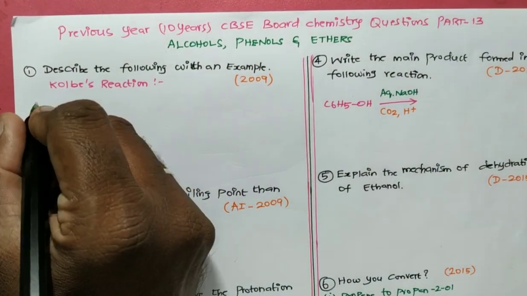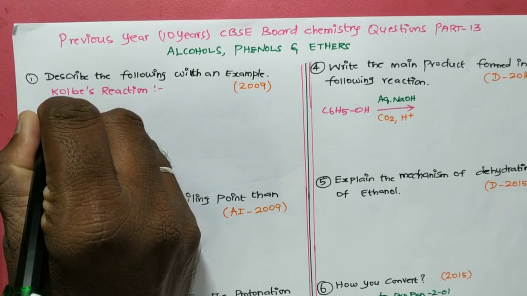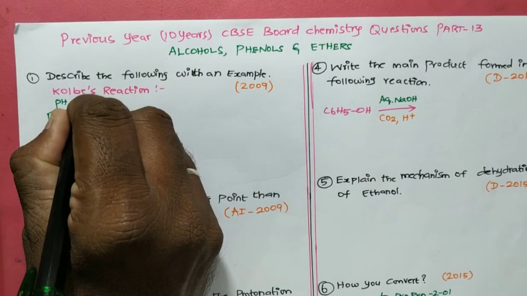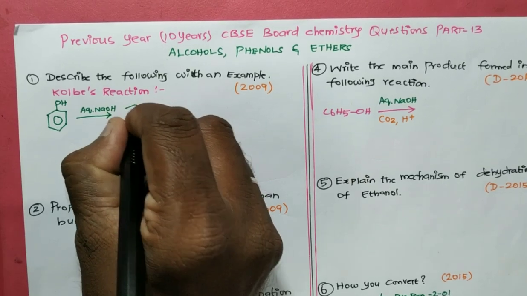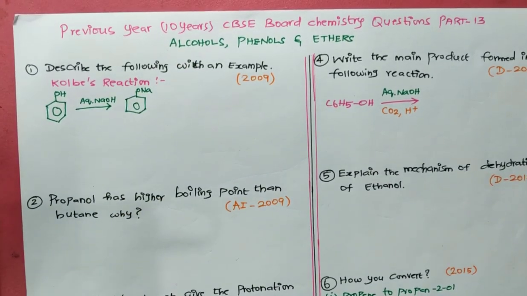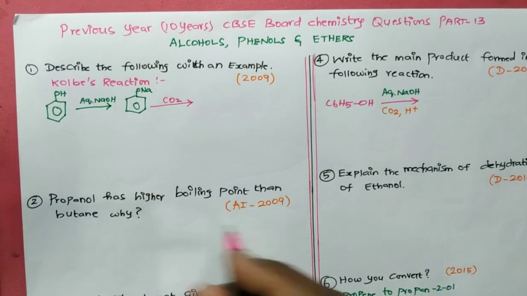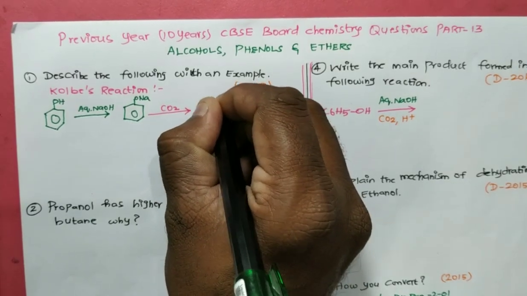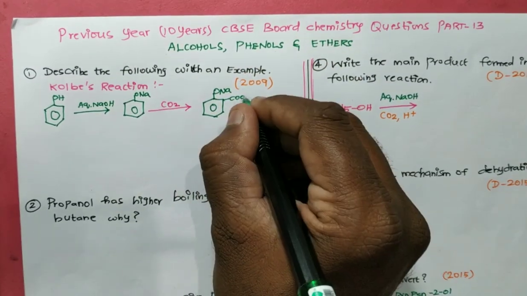So Kolbe's reaction, when it comes to my mind, I have to start with my starting material. I'll be using phenol as the starting material. If phenol reacts with aqueous NaOH, it will form sodium phenoxide as a product. When sodium phenoxide reacts with carbon dioxide, it forms this kind of product. So what I'm getting is ONa along with COO minus.